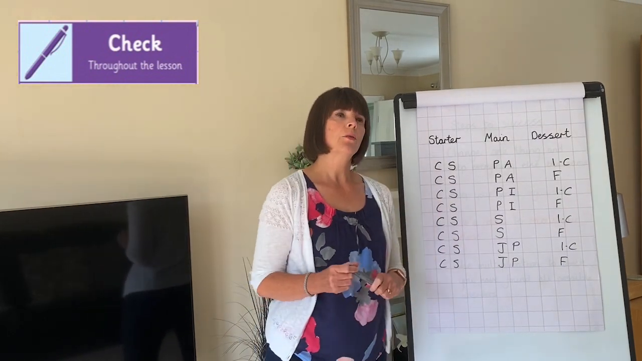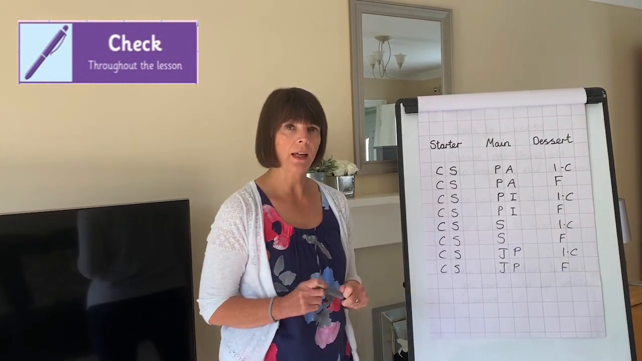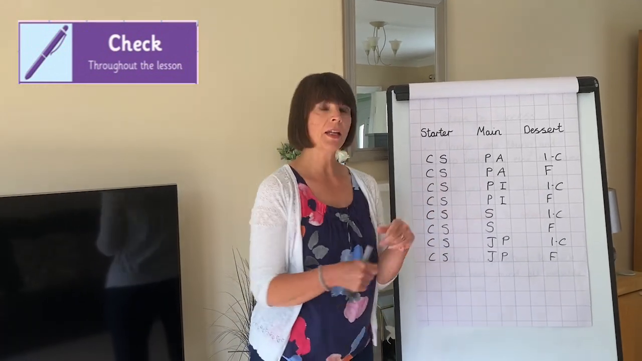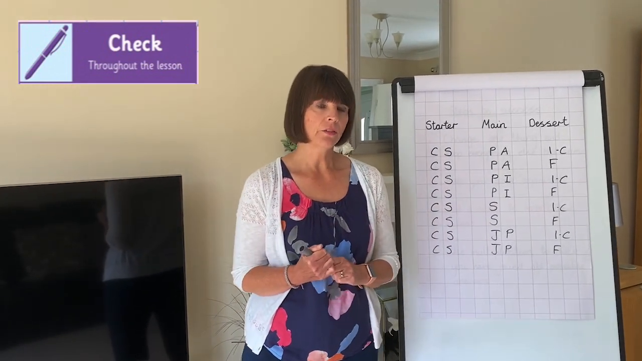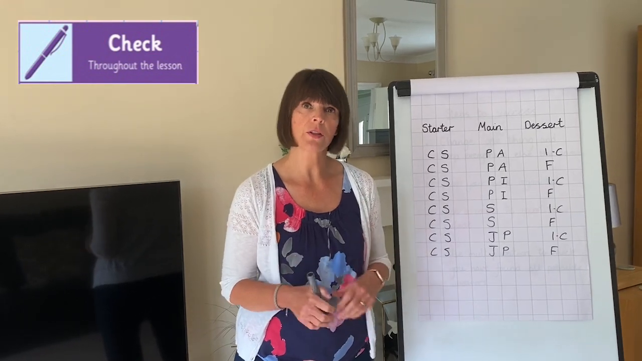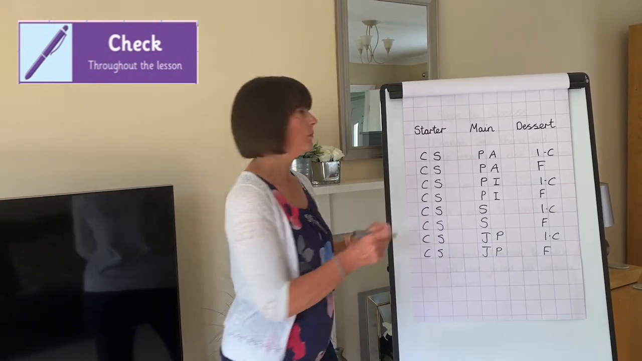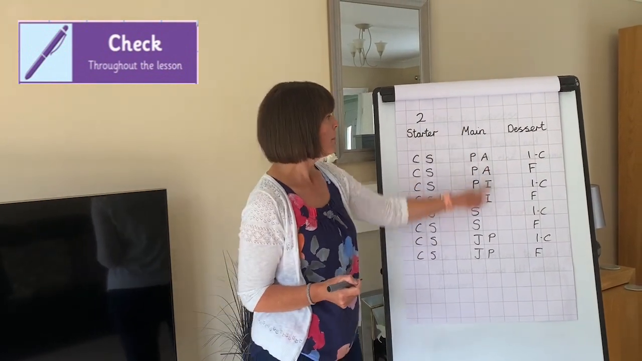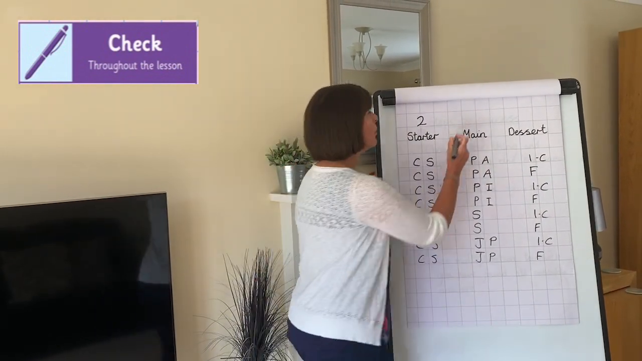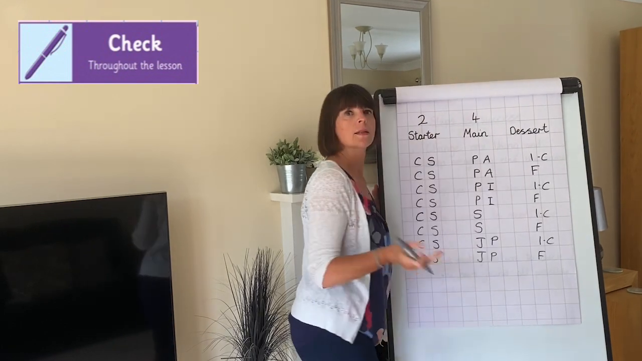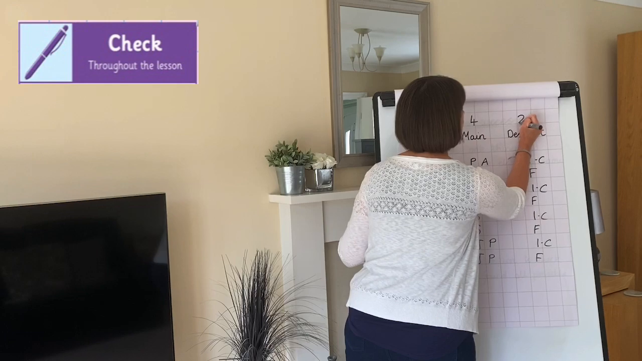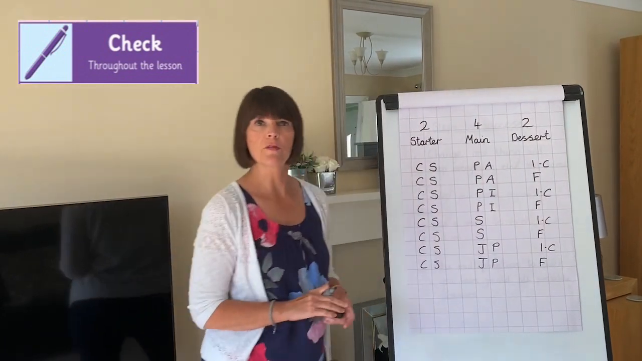We talked about how you can use multiplication to check your answers to your problems. And so what we're going to do now, we're going to think about how many starters there were on the table. So we had 2 starters, didn't we? We had 2 tins of soup. How many mains were there? Well, there were 4. We had the pizza, the pasta, the salad, and the jacket potato. And we had 2 desserts, the ice cream and the fruit.